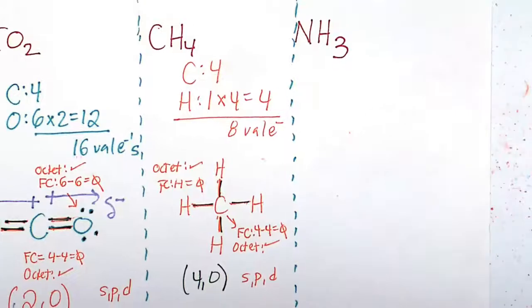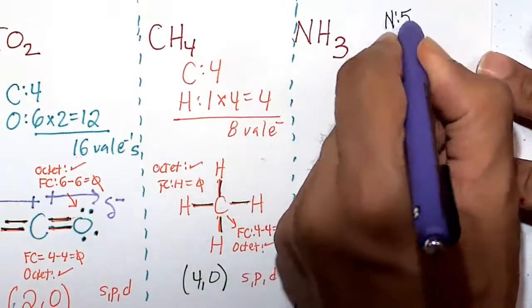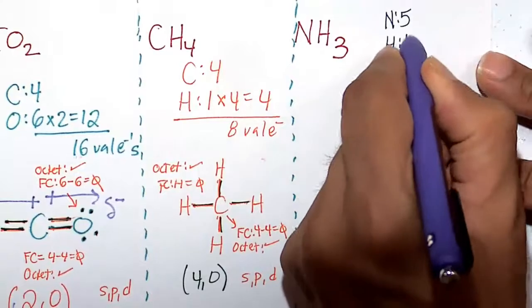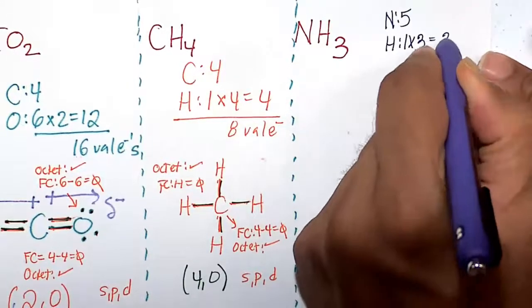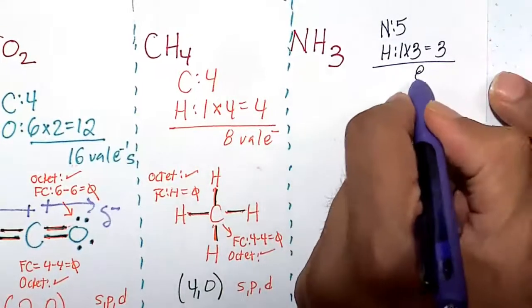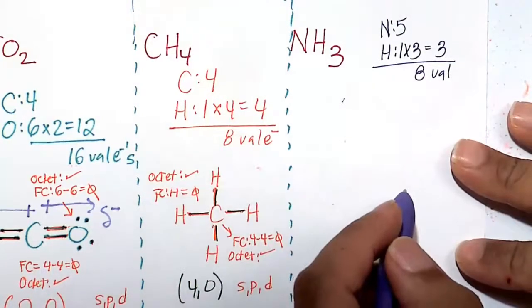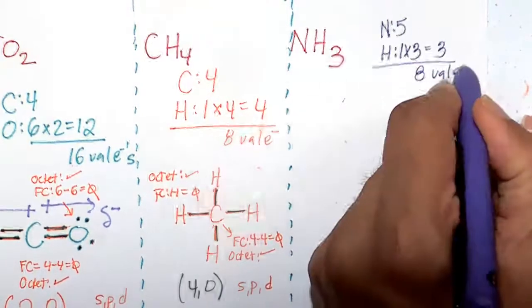Let's draw the Lewis structure of NH3, ammonia. Nitrogen is happy at 5. Hydrogen is happy at 1, but we've got 3 hydrogens, so that's 1 times 3 is 3. So 5 plus 3 is 8. Our goal here is to get 8 valence electrons around the NH3 molecule, also known as ammonia.